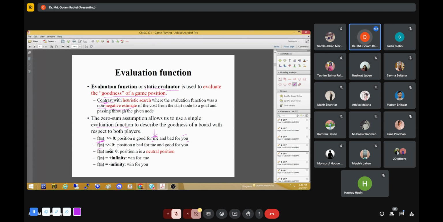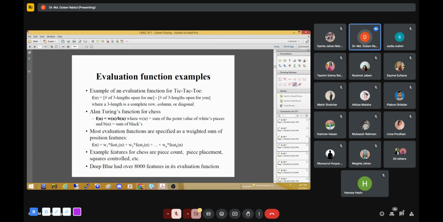And for the winning case, usually we consider f of n is positive infinite if the AI agent wins. Okay, and if the opponent wins, then usually we call it negative infinite. Okay, so this is the evaluation function. We have to design the evaluation function, and then based on that, we have to apply some of the algorithms for finding out the best way to move to win the game.